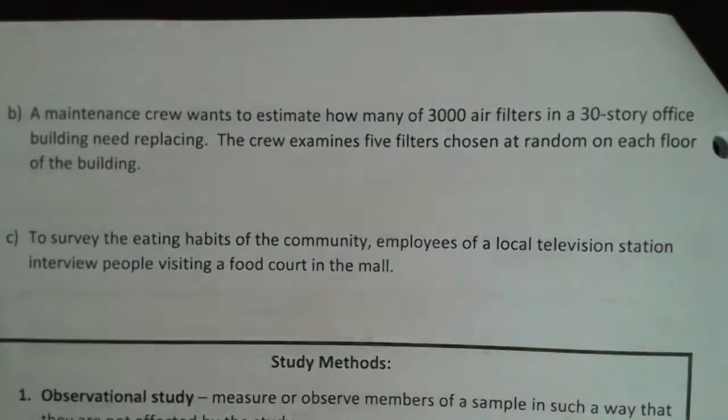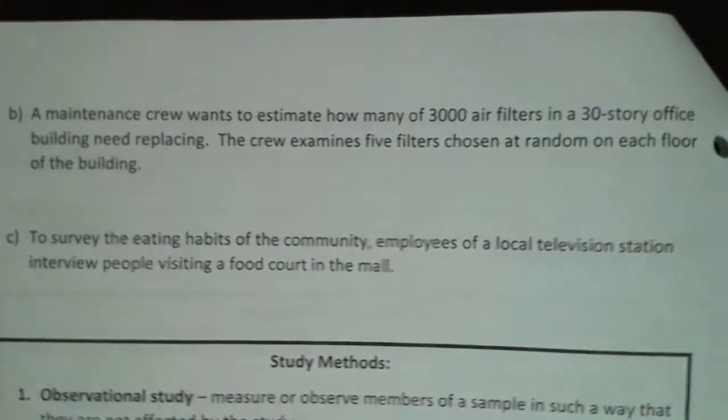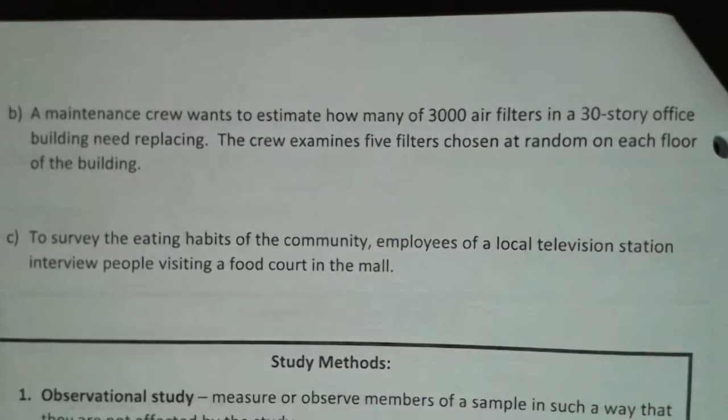Part B, a maintenance crew wants to estimate how many of 3,000 air filters in a 30-story office building need replacing. The crew examines 5 filters chosen at random on each floor of the building. I would say it's probably systematic and random. Systematic because, yeah, certainly it's more systematic.